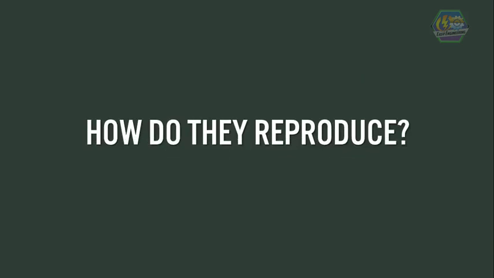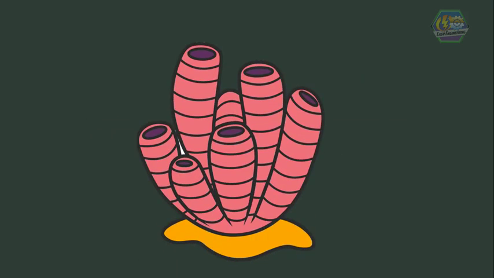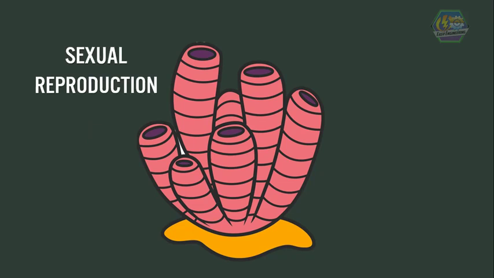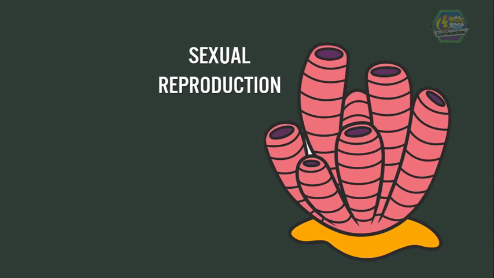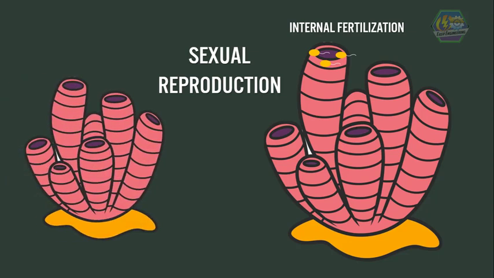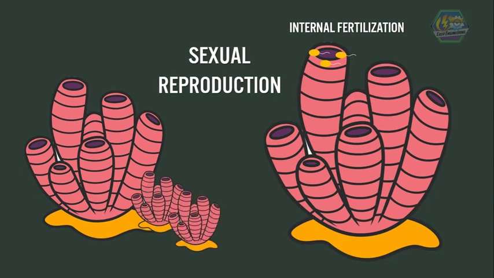So how do they reproduce? Sponges are able to reproduce sexually or asexually. In sexual reproduction, sperm is released from a sponge and floats through the water, where it is taken into a female sponge and internal fertilization occurs. That means even if they're far away from each other, they can still make their babies.